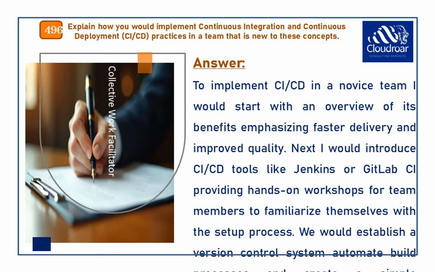Next, I would introduce CI/CD tools like Jenkins or GitLab CI, providing hands-on workshops for team members to familiarize themselves with the setup process. We would establish a version control system, automate build processes, and create a simple deployment pipeline. Gradually, I would encourage small, incremental changes to the codebase, emphasizing frequent integration and automated testing. Regular retrospectives would help us refine our approach and ensure that team members are comfortable with the evolving process.